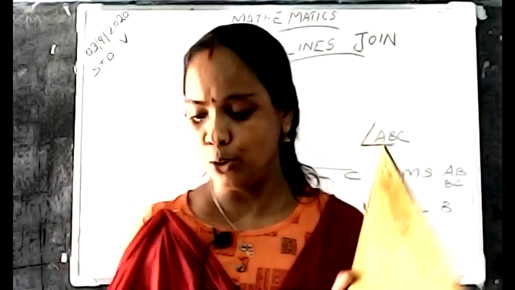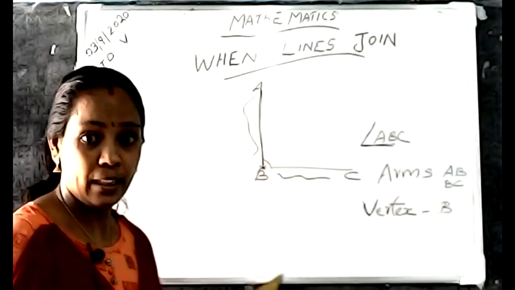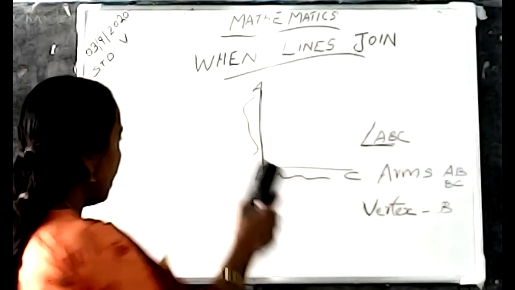Okay, we want to draw one rectangle or square. Nizan, how can you draw? Draw a rectangle ABCD.